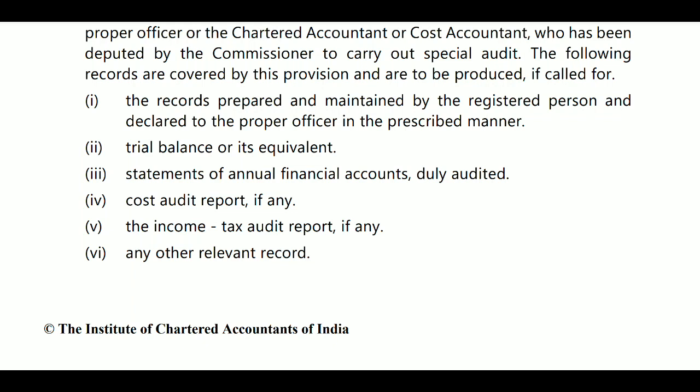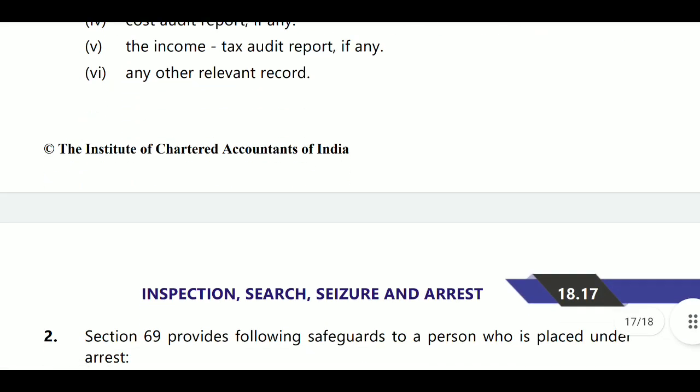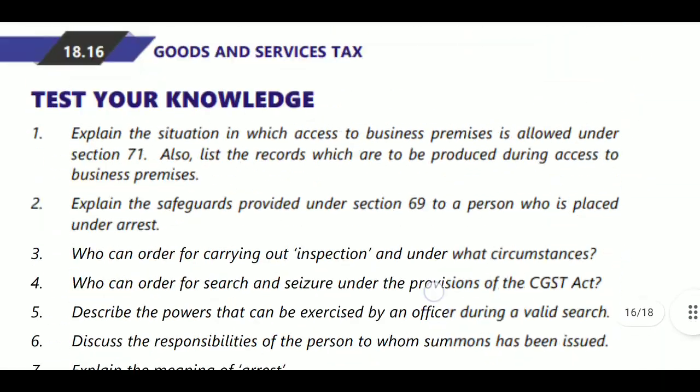Next, the trial balance or its equivalent. If you are maintaining any other format, you should provide that format information. Then the annual financial statement, duly audited by the chartered accountant. Here only a chartered accountant, but a special audit will be conducted by either a chartered accountant or a cost accountant. Next, the cost audit report, if any, which is provided by the cost accountant. Next, the income tax audit report, if any, and any other relevant records asked for by the proper officer.